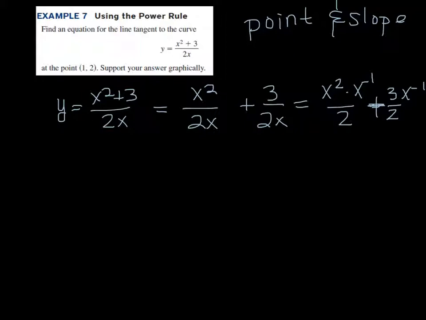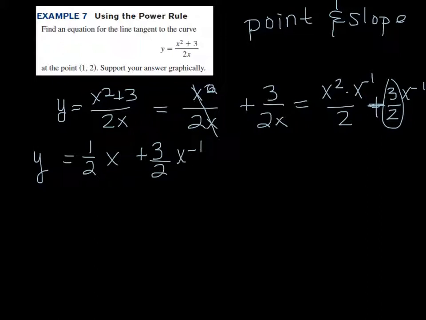So now that I can go ahead and simplify this, x squared times x to the -1 just becomes x on top. And you can kind of see that right here. If I factor out an x here, I am just left with one x on top. And dividing by 2, the 2 on the bottom, is the same thing as saying 1/2. So y equals 1/2 x plus this 3/2 here times x to the -1.